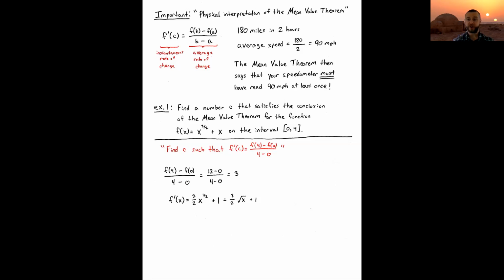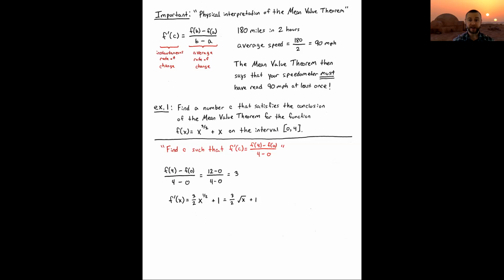Notice in your function, there's also the plus x term. So you plug 4 in for that x as well. And you should find that you get as your function value when x is 4, 8 plus 4, so 12. If you simplify that average slope, you should get 12 over 4, or 3. All right, that's going to be the right-hand side of the conclusion of the mean value theorem.